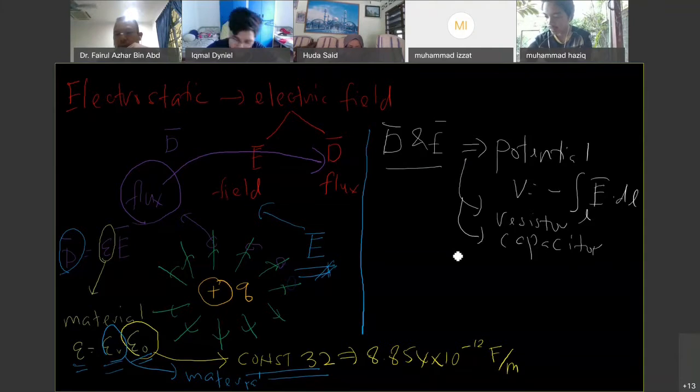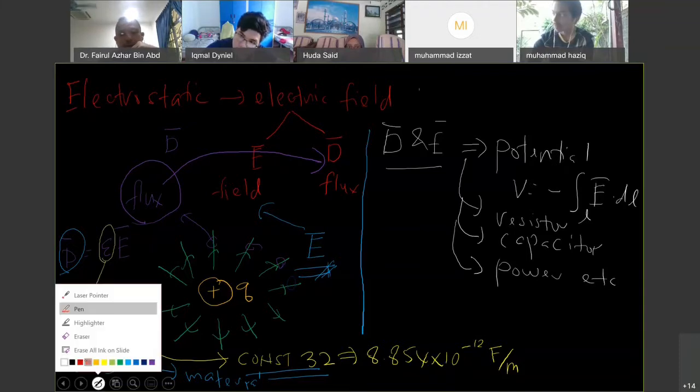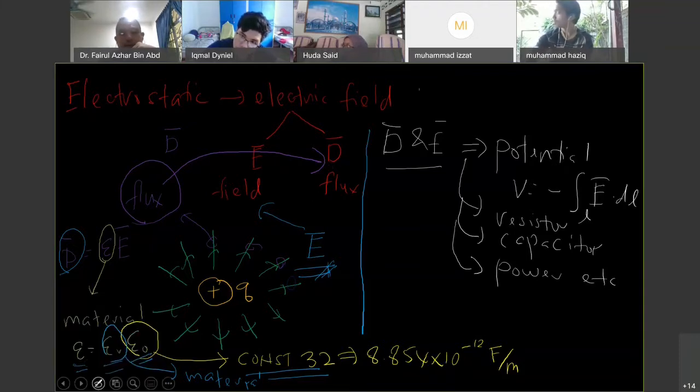Power and so on. Okay. So basically this is all about electrostatic. And when we have an electric field, of course we need to consider the material as well.